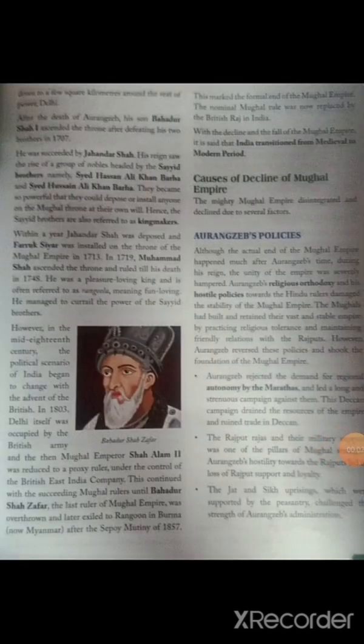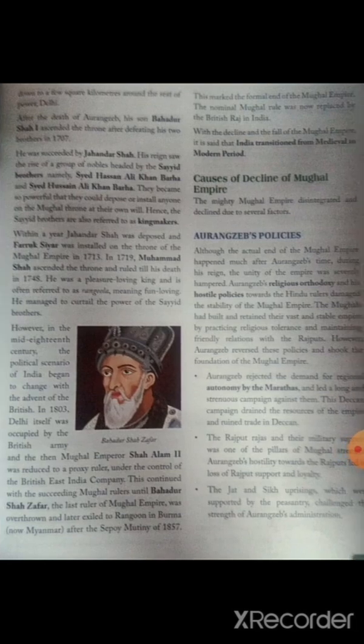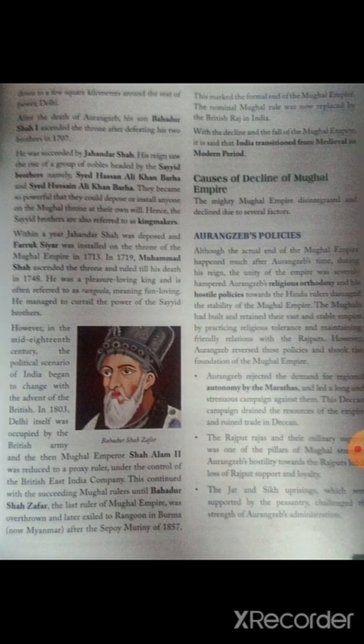Exiled to Rangoon. This marked the formal end of the Mughal Empire. The nominal Mughal rule was now replaced by the British Raj in India. That is when the last ruler Bahadur Shah Zafar was exiled to Rangoon. So this was the end of the Mughal Empire, and the nominal Mughal rule was now replaced by the British Raj in India. That is, now Britishers had completely occupied India and started ruling.